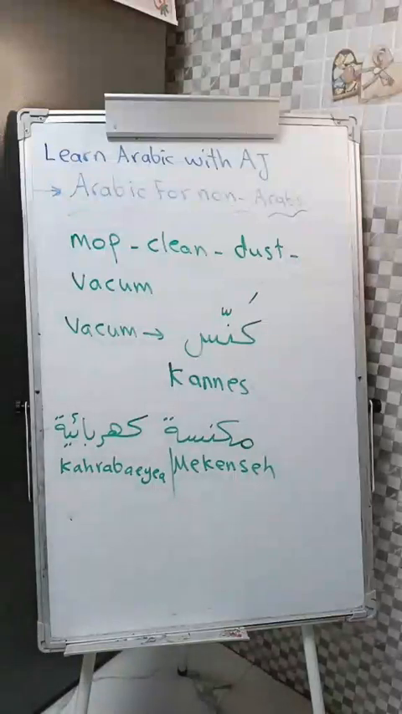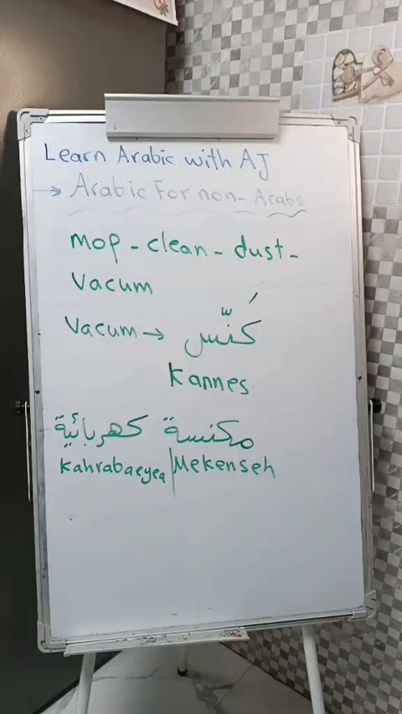كهربائية. مكنسة كهربائية. If it's like a normal one, just like a mop you are going to use, sweeper, let's say, so you call it مكنسة. Okay, any questions so far? So two kinds. مكنسة كهربائية, the vacuum you use to vacuum the house. The electrical one, مكنسة كهربائية, and the normal one, like you say, only مكنسة.